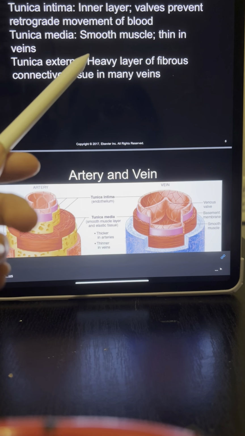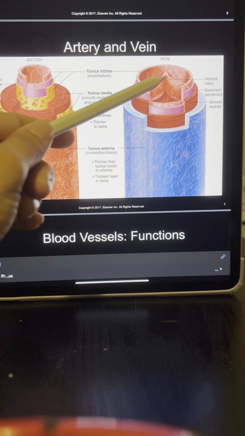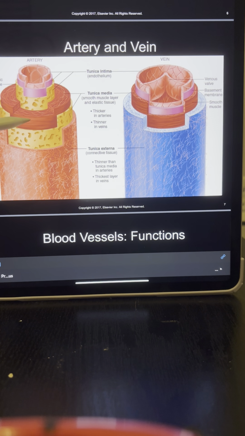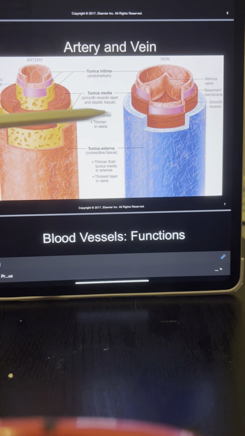So you have your intima, which is endothelium or endothelial tissue. Okay, these are your valves to keep it from flowing back. Then you have your smooth muscle right here. You see how it's thinner and this is thicker. And then you have your externa.